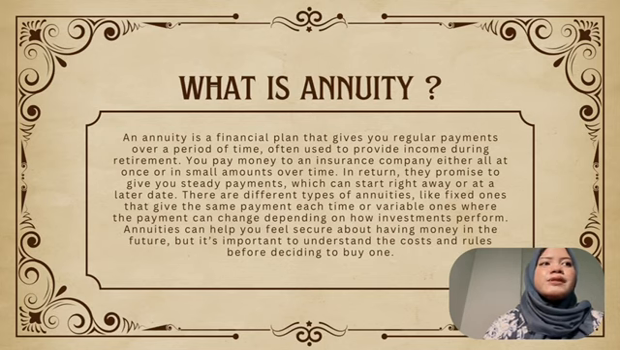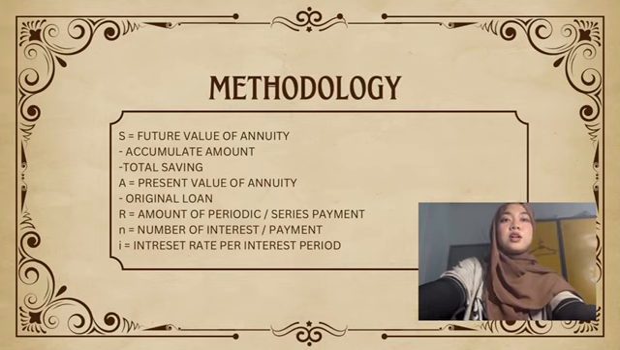There are different types of annuities, like fixed ones that give the same payment each time, or variable ones where the payment can change depending on how investments perform. Annuities can help you feel secure about having money in the future, but it is important to understand the costs and rules before deciding to buy one. So here's the methodology of an annuity.